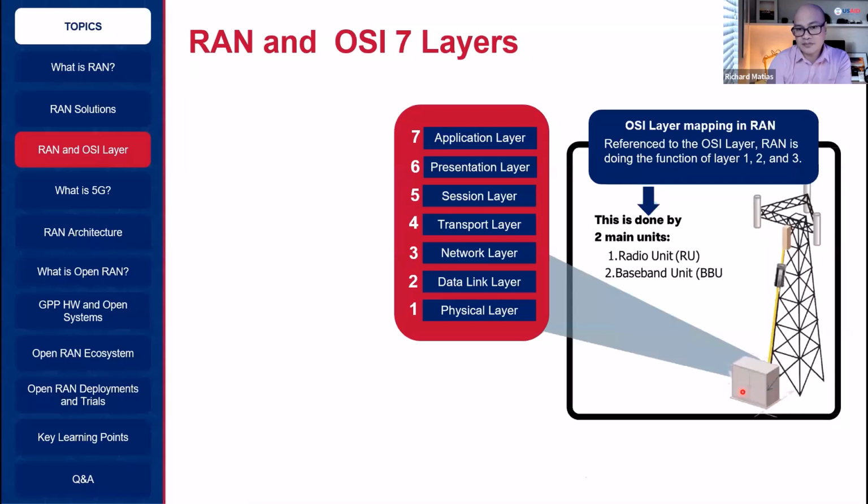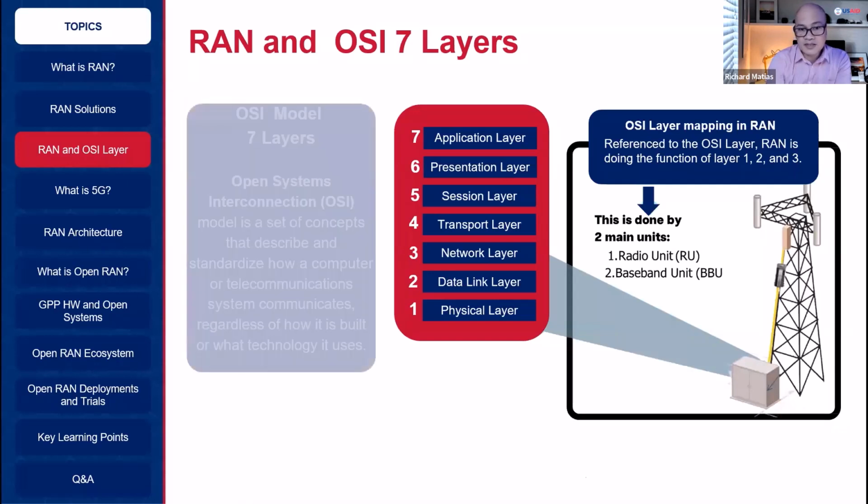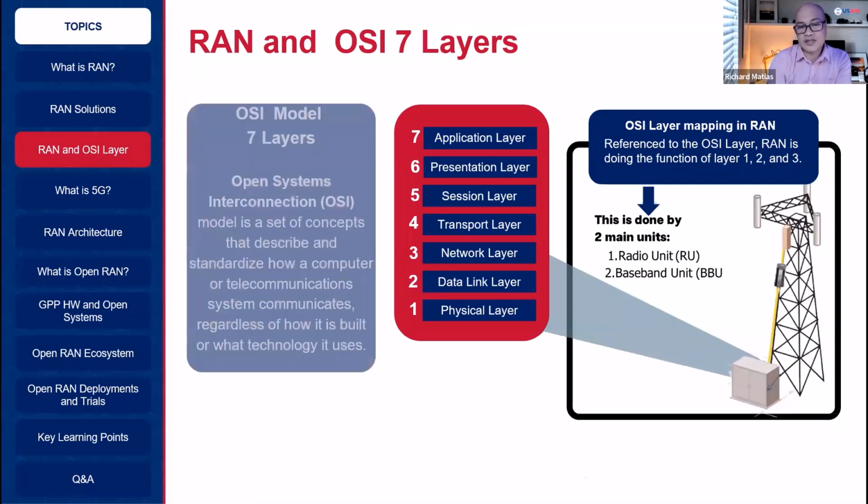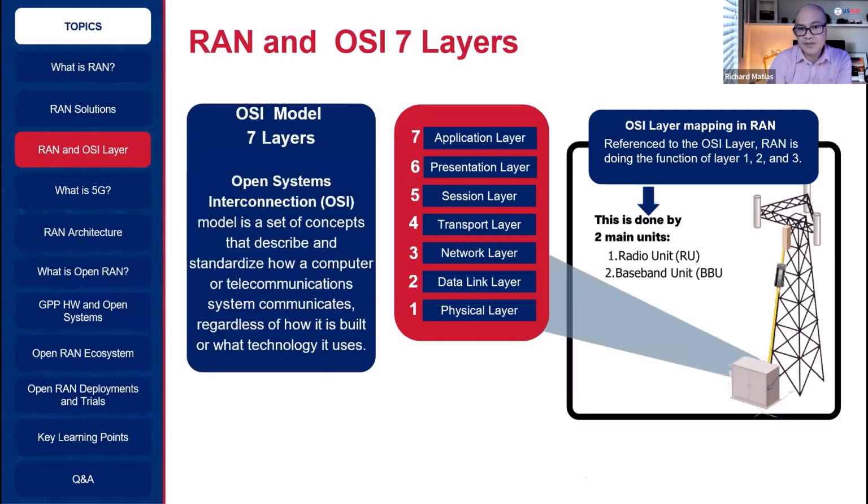Okay, so you will see, just a reminder about the OSI layer. OSI means Open Systems Interconnection. There are 7 layers. This is a model, a set of concepts that describe and standardize how computer or telecommunication systems communicate with each other. So it has a protocol that it follows, regardless of how it is built or what technology it uses.